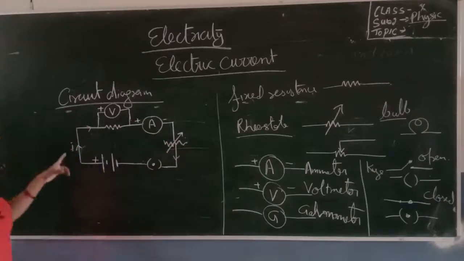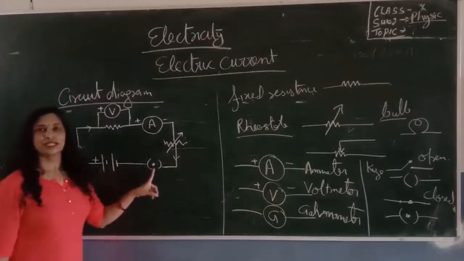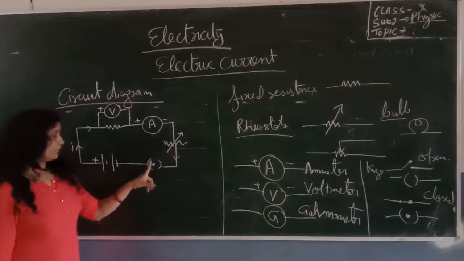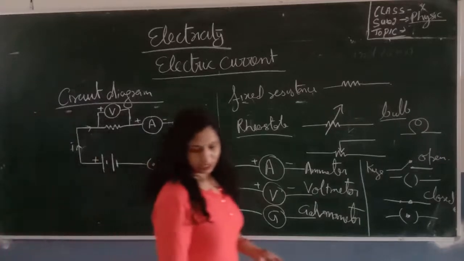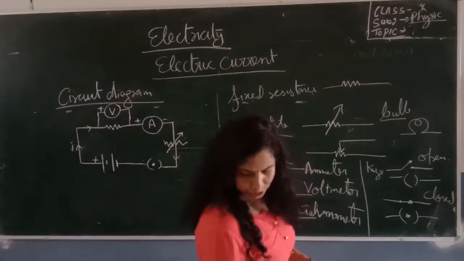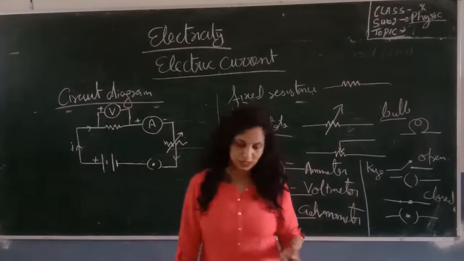Only you will show this direction of current when you have this key or the battery closed. If it is open, that does not happen, the current will not flow in the wire, in the circuit, sorry. So this is called the circuit diagram. Representing the circuit by using the symbols of the components is called the circuit diagram.